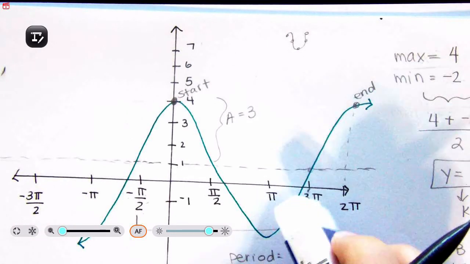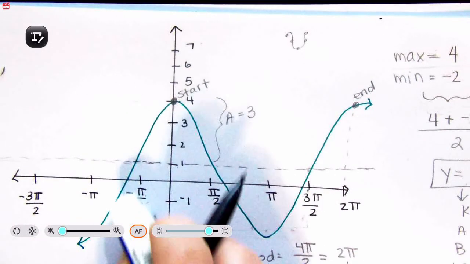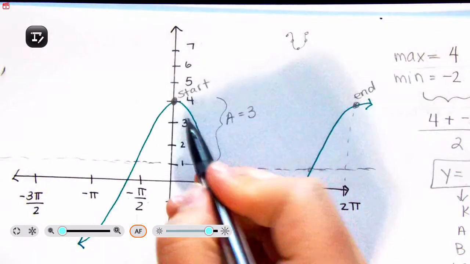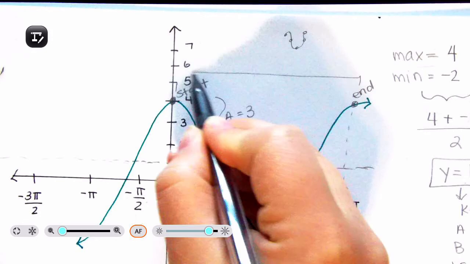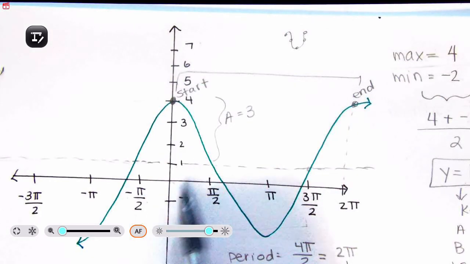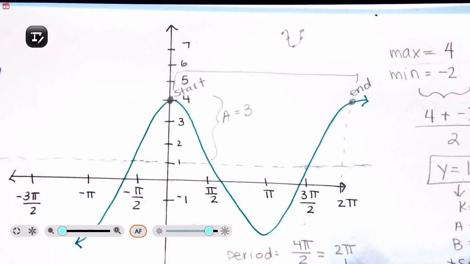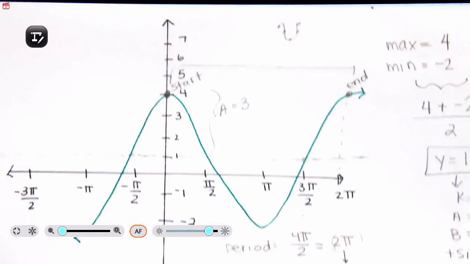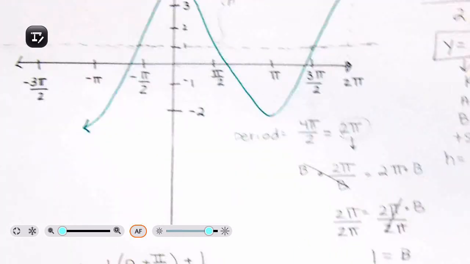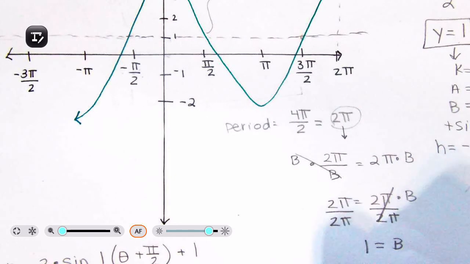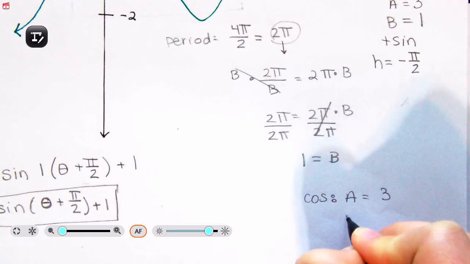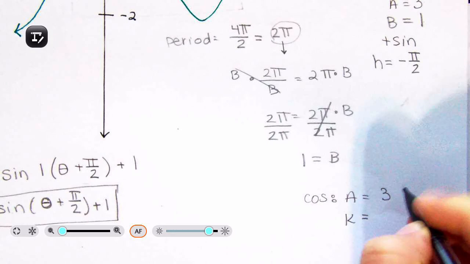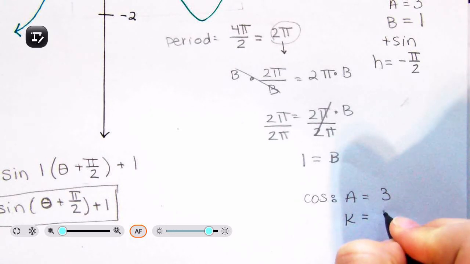Now, again, period doesn't change, but I'm going to show you why that doesn't change. Because now here's our starting, so we want to know the distance between our start and our end. So starting is at 0, ending is at 2 pi. So our period of 2 pi doesn't change. It is still 2 pi, so our b value is the same. So for writing cosine, I'm just going to list the information. Amplitude doesn't change. It is still 3. K value, our vertical shift, doesn't change. It's still 1.